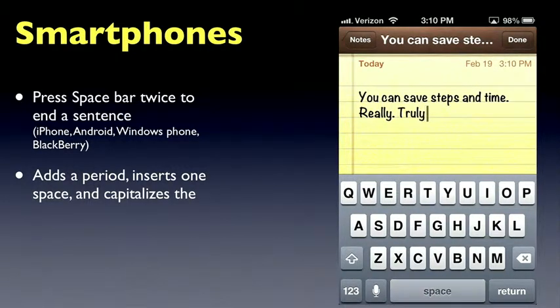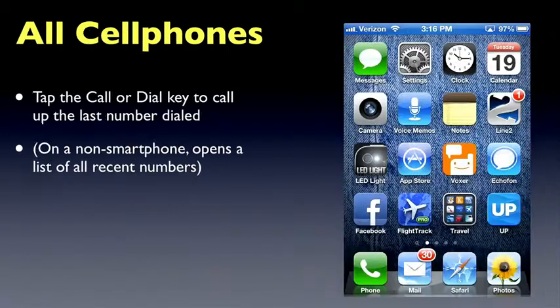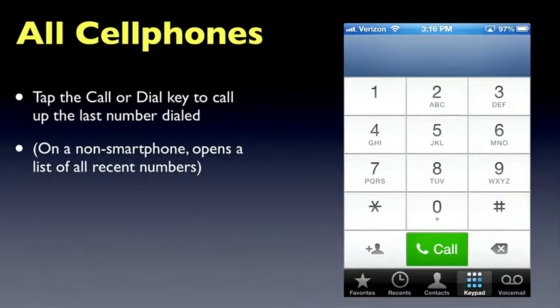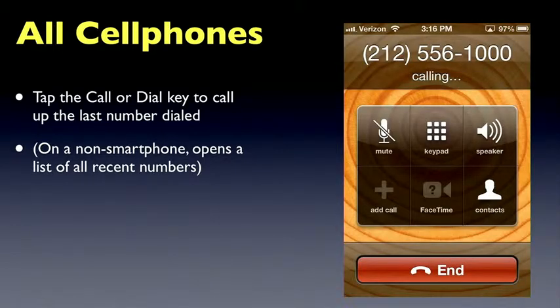Also, when it comes to cell phones, on all phones, if you want to redial somebody that you've dialed before, all you have to do is hit the call button, and it puts the last phone number into the box for you. And at that point, you can hit call again to actually dial it. So you don't need to go into the recent calls list. So if you're trying to get through to somebody, just hit the call button again.